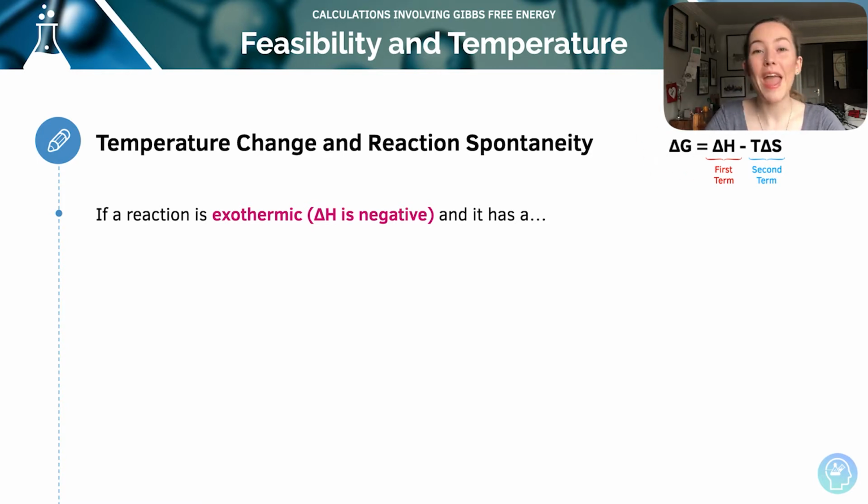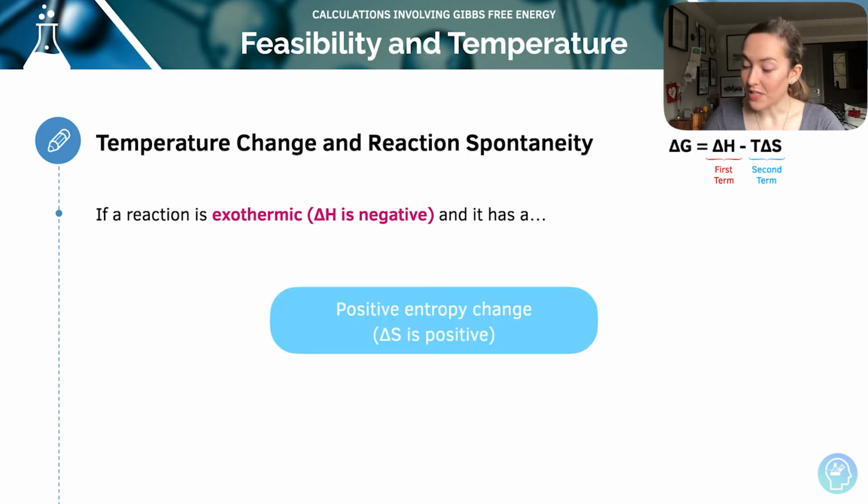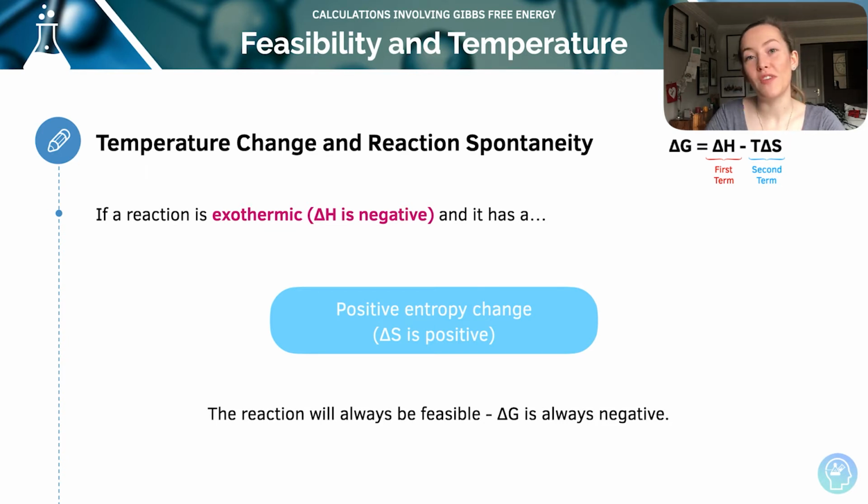If a reaction is exothermic, therefore we're going to have a negative first term, and the entropy change is a positive value, then the reaction is going to be feasible because we're going to end up with a negative value for G, because both the first and second terms are negative.